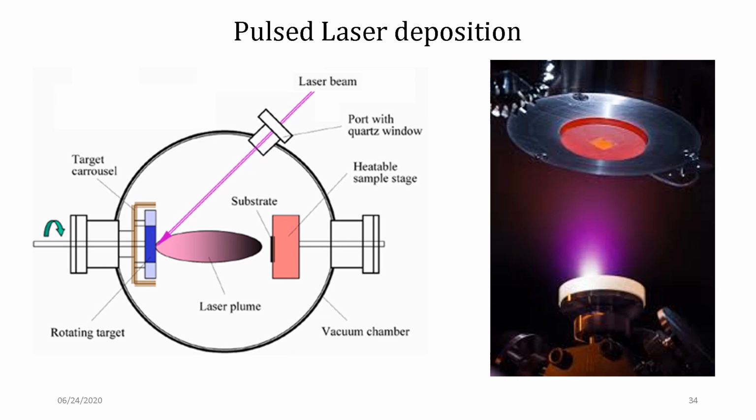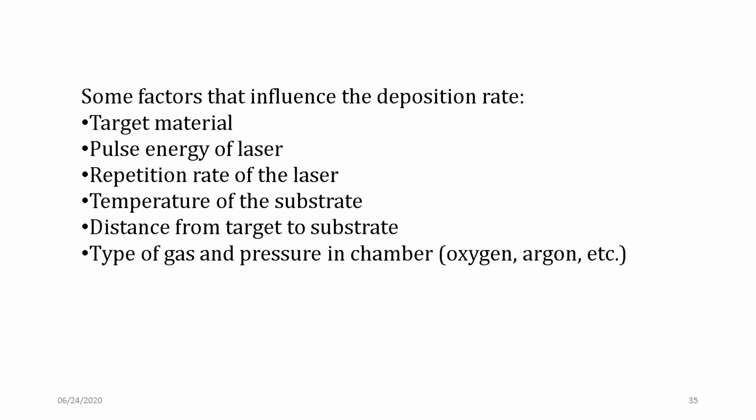And the target should be rotating, because you don't want the laser beam totally eroding your target. If it is continuously moving, then the laser removal of the target will be uniform. Otherwise, you will have hills and valleys, which is not a desired form to form the film.